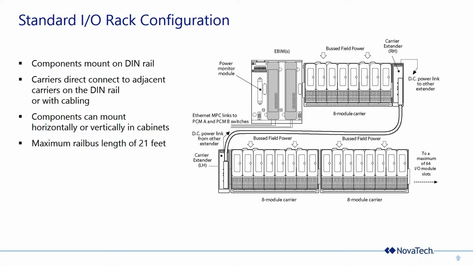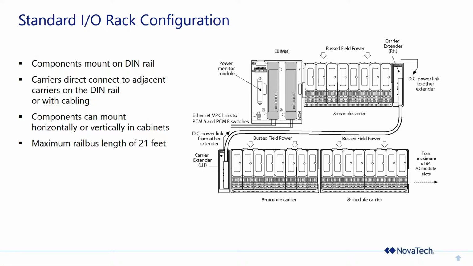Carriers are available that control 8 modules. And you can have up to 64 carriers together, connected either one next to each other, like down here where we show 2 connected together, or connected with cables in between. There is a limitation of 21 feet for rail bus length, and that includes the length through all the backplanes and all the cables. So in designing your I/O setup and cabinets, you have to be conscious.